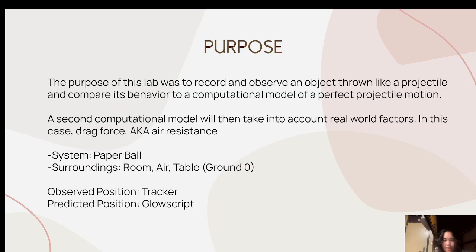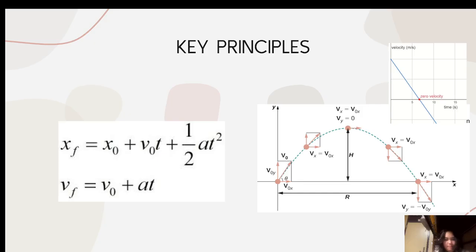The system that we used for our experiment was a paper ball, which was the object that was thrown. The surroundings would be the room, the air contained in that room, and the table, which we considered our ground zero level. To track our positions, for the observed we used an app called Tracker, and for the predicted we used software called GlowScript.